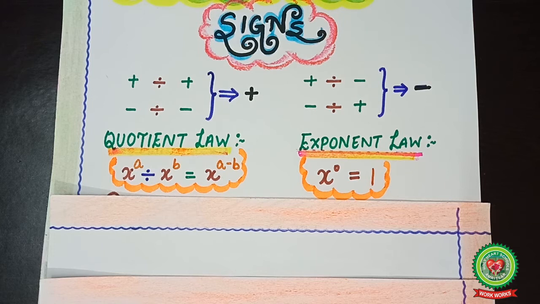Next is the exponent law. What is the exponent law? That is x raised to power 0 is equal to 1. What does it mean? It means that whenever we have any variable or any number raised to power 0, that will always be equal to 1, right? So now we will start our topic.